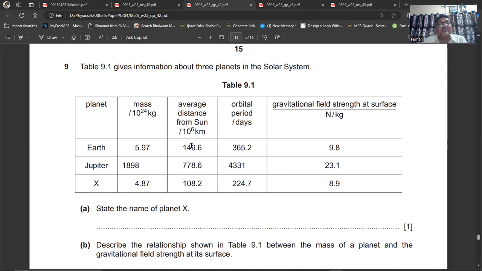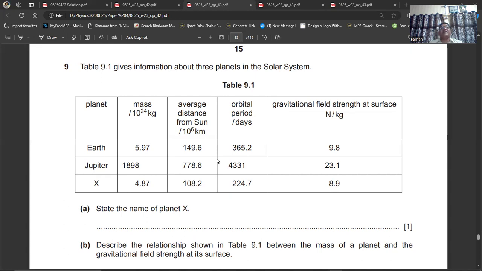The average distance from the sun: Earth's distance from the sun is 149.6 × 10^6 kilometers, Jupiter's distance from the sun is 778.6 × 10^6 kilometers, and the distance of this unknown planet is 108.2 × 10^6 kilometers. So its distance is less than the distance of the Earth, and obviously less than the distance of Jupiter from the sun. So it's nearer to the sun as compared to the Earth and Jupiter. So it might be Venus or it might be Mercury.